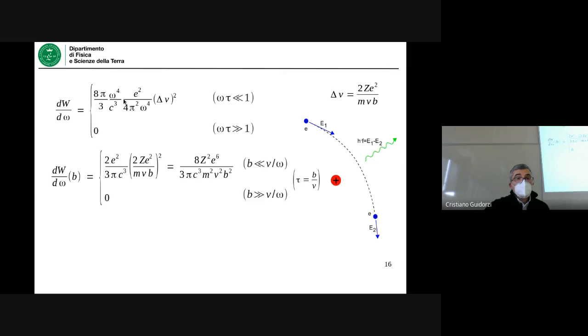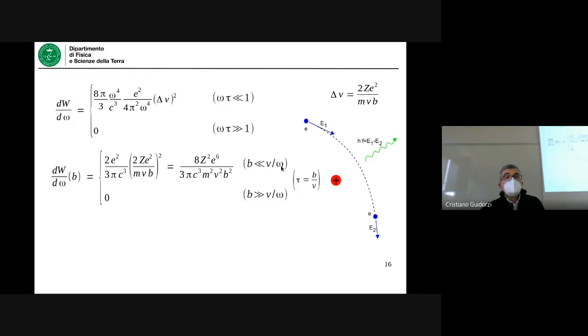Now we make a slight change. Here we look at the spectrum, this function is the spectrum, as a function of the impact parameter rather than as a function of frequency. If you remember, tau by definition is B over V. So, for example, let's consider the first regime, omega tau much smaller than 1, omega B over V much smaller than 1. If you now express the condition on B, it becomes B much smaller than V over omega. It's a different point of view.